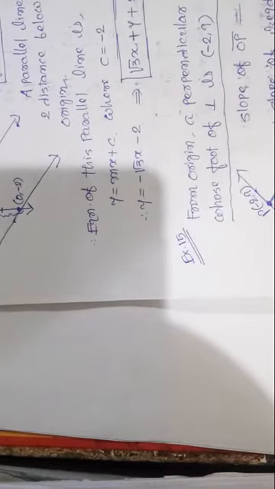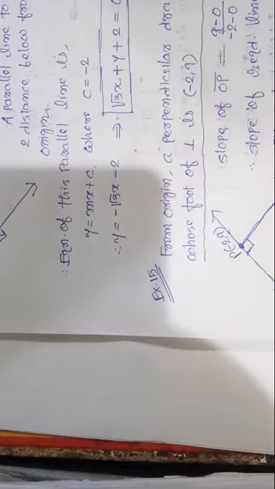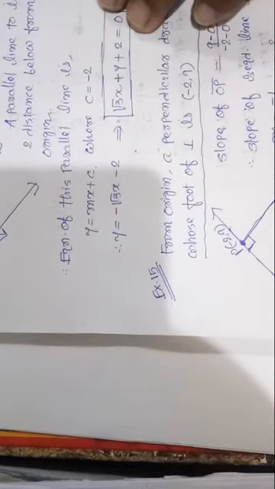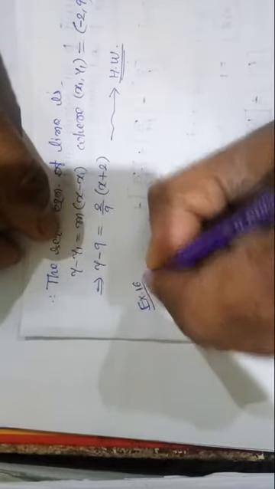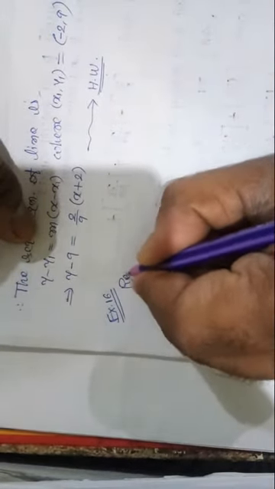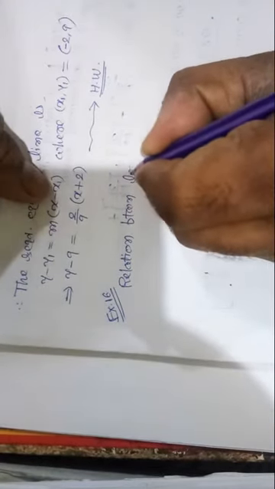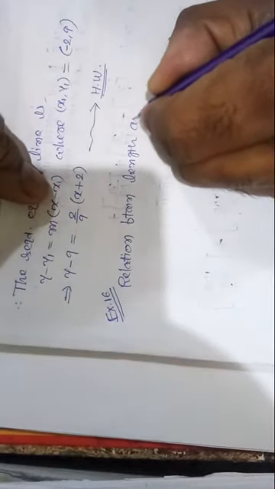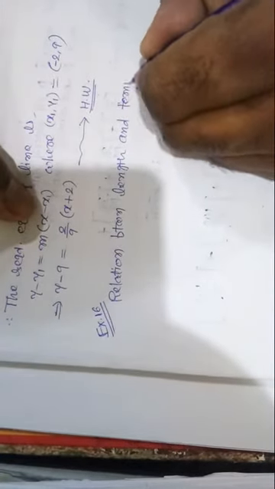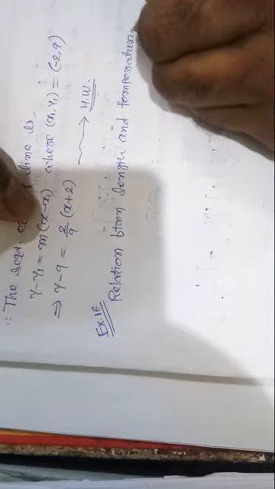Next example, example number 16. Here a relation is given. Just read the question. A wire is given, and a relation between its length and temperature is given. So let's write it in short. Example 16: the relation between length and temperature is given as follows.